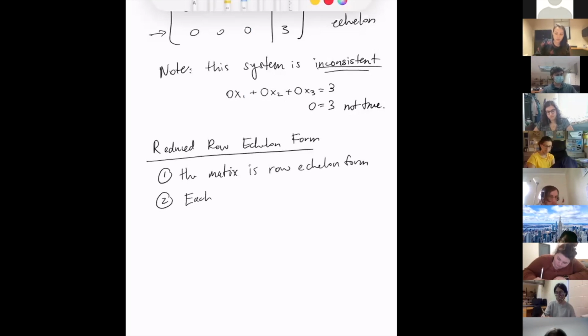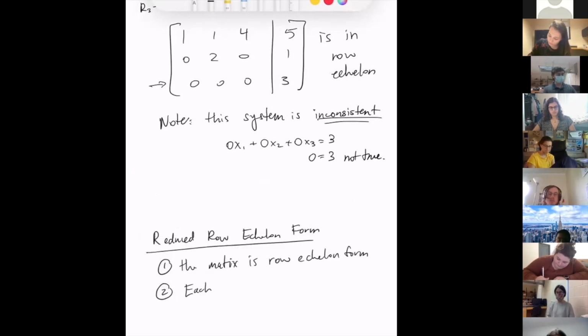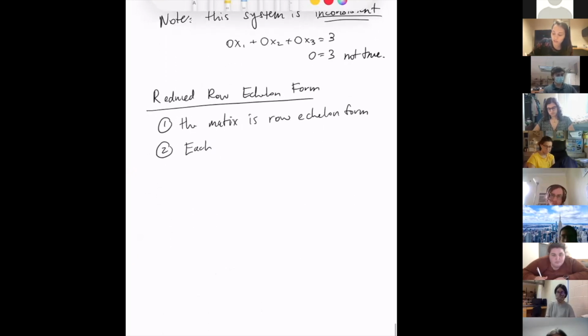Oops, one more definition before we can do this. Actually, I won't define that yet. We'll do that next time. So each leading term, leading entry, is going to be 1. Okay. You can achieve this by multiplying by a scalar if it's not 1, right? Or a constant if it's not 1.